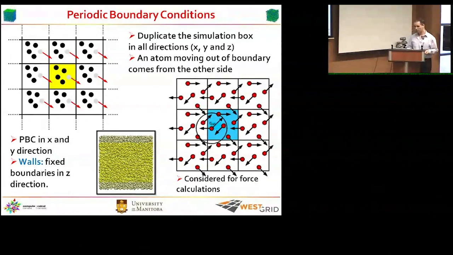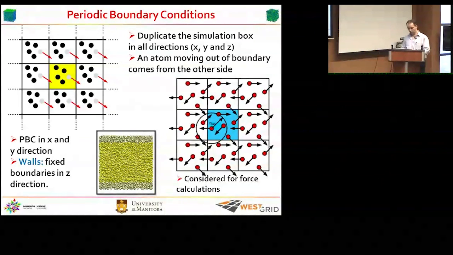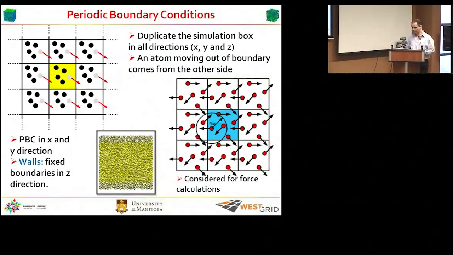Sometimes we use other boundary conditions. For example, in this case, if you want to apply external forces, for example, shear deformations, we define what is called fixed boundary conditions. So in this example, we have periodic boundary conditions in two directions, but in the third direction, we define two walls. To apply the shear deformation, we apply forces in opposite directions at each wall. It's the only way to apply the shear deformation on any system.